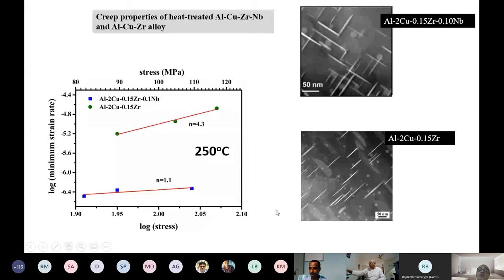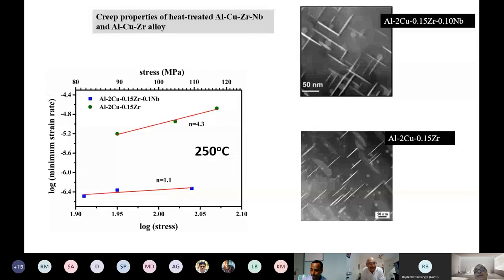If you look at creep, which is the other most important property, if you don't add niobium, this is the creep curve at 250 degrees centigrade. But if you add niobium, the creep rate is much lower. And therefore, niobium does have an effect, partly by partitioning in the theta prime phase.